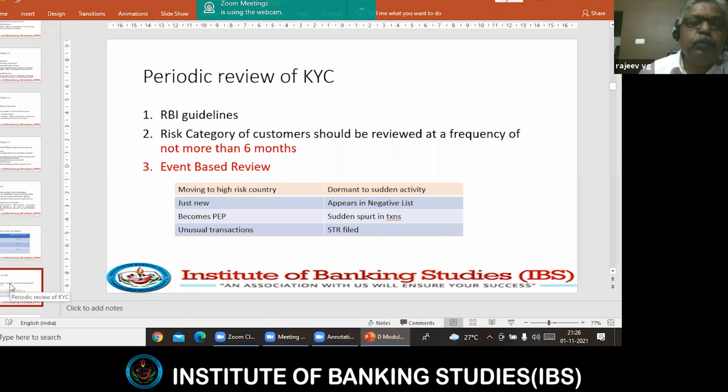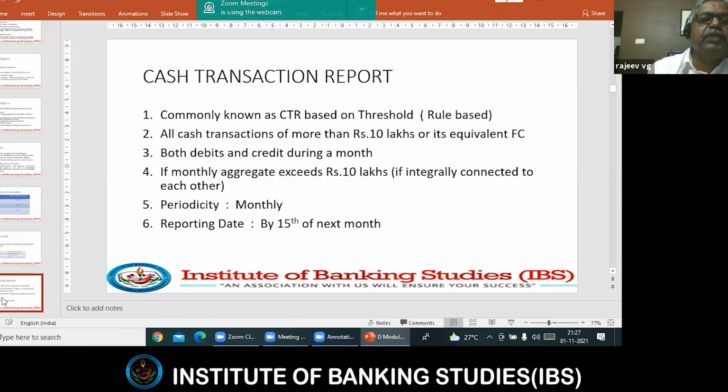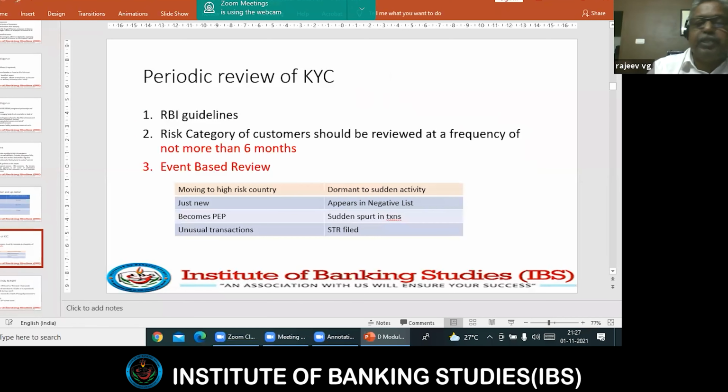And whenever you are filing an STR, STR means suspicious transaction report. You have a doubt in a transaction, you make some inquiries, and you conclude that it is a suspicious, doubtful transaction. In that case, you have to file a suspicious transaction report to the Financial Intelligence Unit. I'll be discussing it in detail later. So these situations can be given and the questions can be asked in that manner.